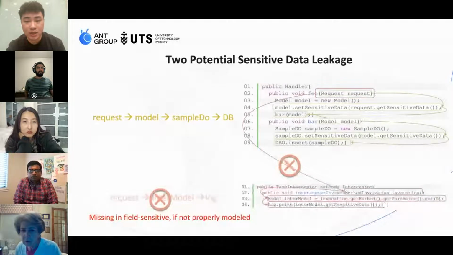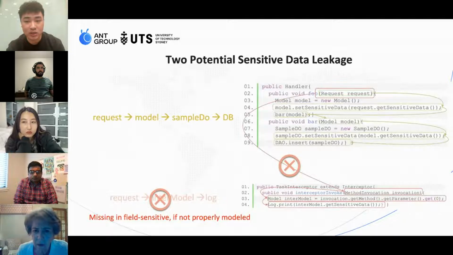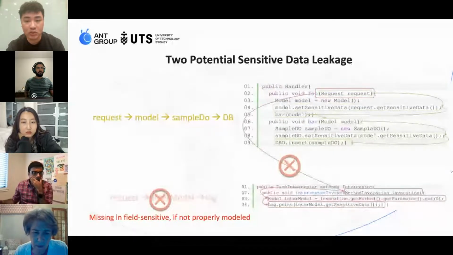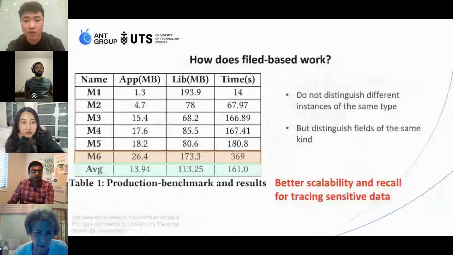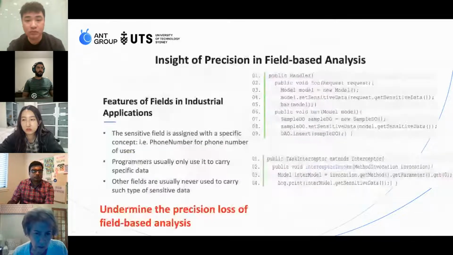Therefore, why do existing analyzers fail to find the data leakage at the interceptor when the interception mechanism defined in the Spring XML file is not modeled? Our field-based approach could still find the sensitive field that propagates to log in the interceptor without any modeling of the interception mechanism. Our experimental result of the analysis on the production benchmark at Ant Group demonstrates that the field-based analysis could run efficiently on large industrial microservices at the minutes level.